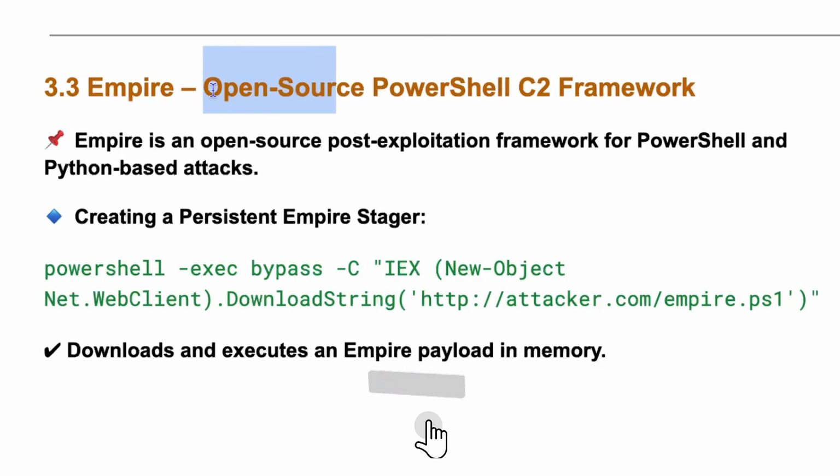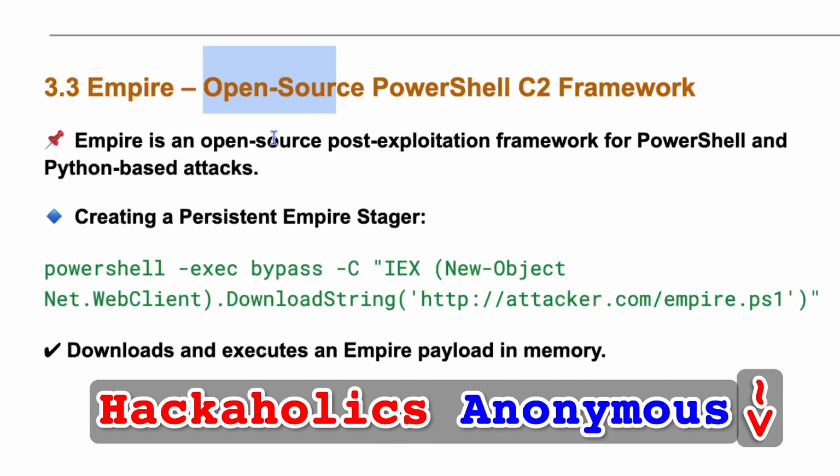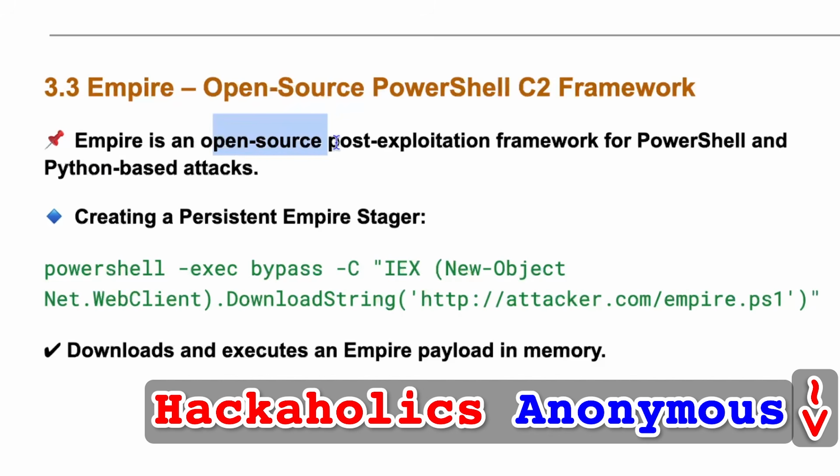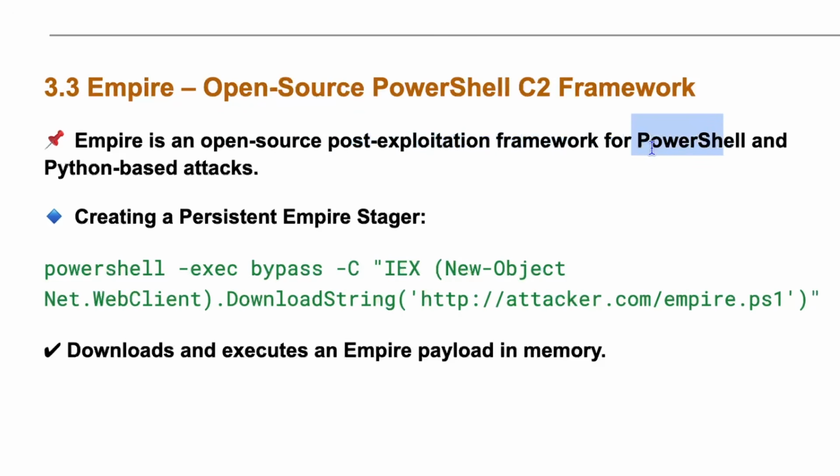So open source, key phrase here. This is the opposite of a commercial tool. It's free. It's an open source post-exploitation framework for PowerShell and Python-based attacks. It helps you create a persistent stager, or a persistent connector. Now, a stager is another one of those things we talked about in the Metasploit videos, because we were talking about staged and stageless types of payloads that can be used.